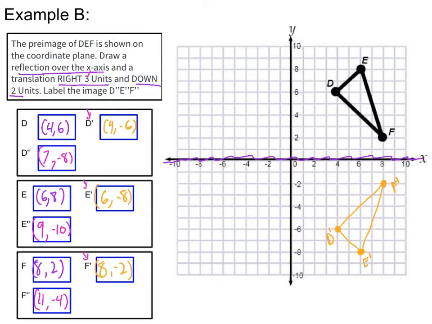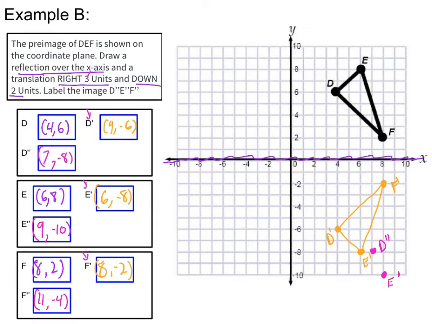Looks like one of them is not going to be quite on our coordinate plane, but we can make it work. So our first point is going to be at 7, negative 8. We're going to go over 7 and down to negative 8, which it appears is right here. And that's going to be our D double prime. We're going to do 9, negative 10, so over to 9, down to negative 10. And that's going to be our E double prime.